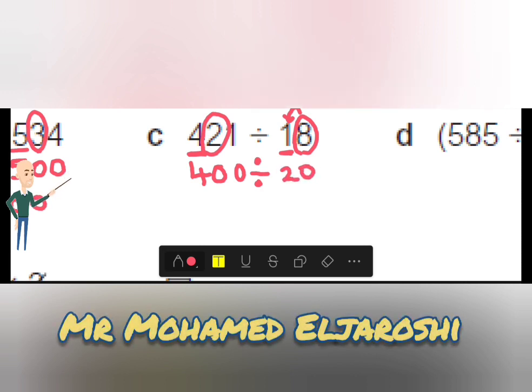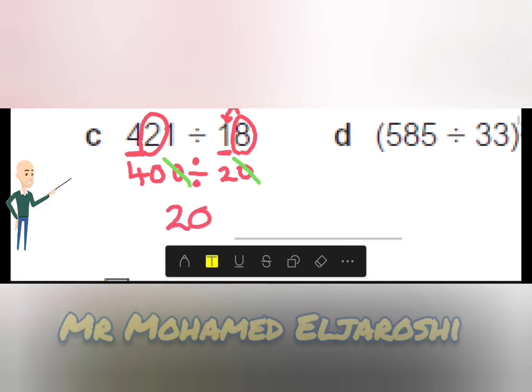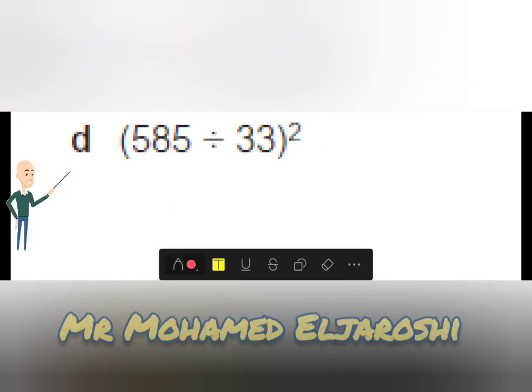And when you divide them, in division, you're going to simplify. When you simplify, you remove the 0 with the 0, and then you divide the rest. 40 divided 2 equals 20. Very good. Now the last one, D, we have 585.